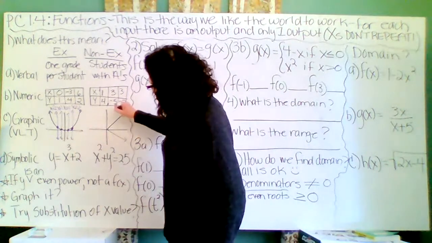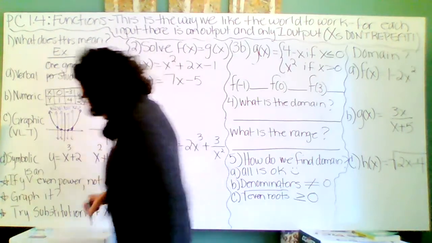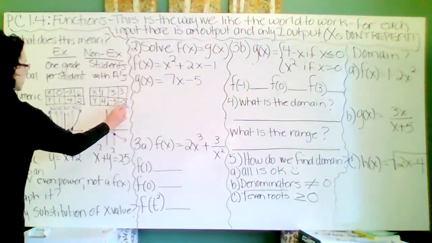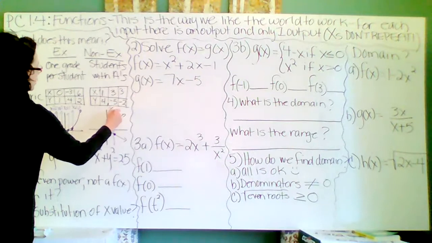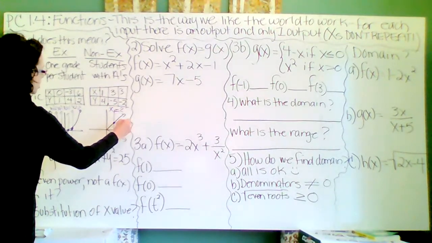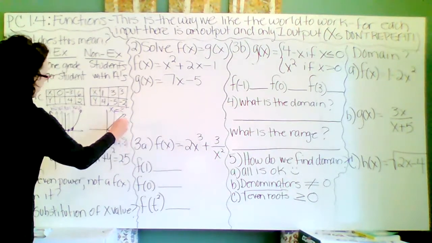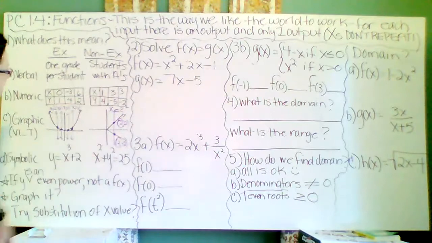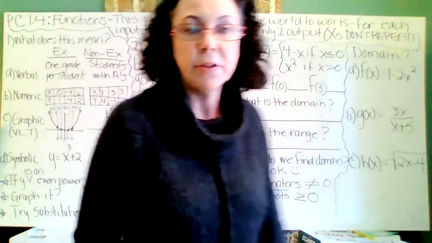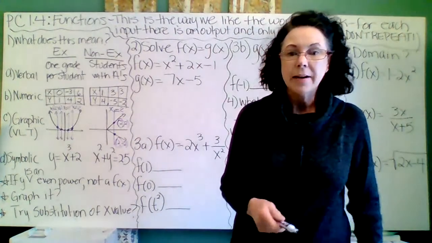Take a look here. This is not a function because for this X equals 2 line, there are two different answers here. Maybe this is the point (2, 2), and this is the point (2, -2). Notice that because this X equals line hits the graph in two different places, it causes the X's to repeat. It is not a function.